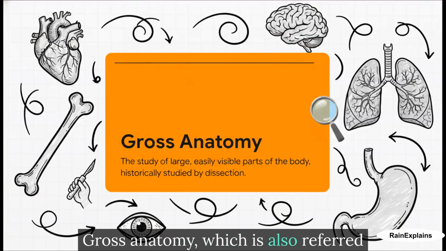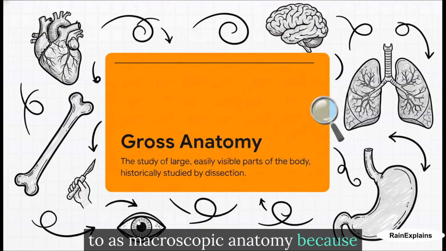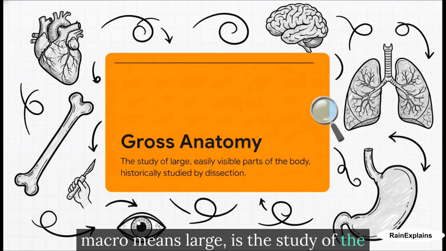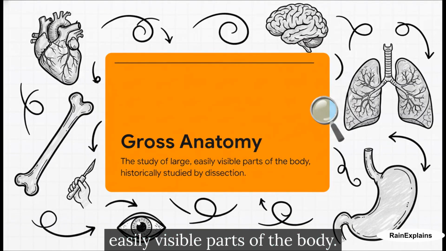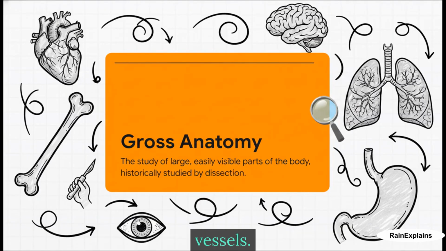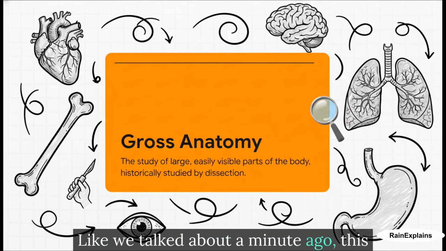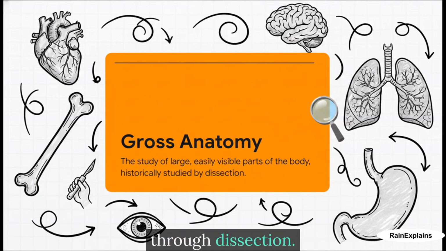Moving right along to Part 2, gross anatomy explained. Gross anatomy, which is also referred to as macroscopic anatomy because macro means large, is the study of the easily visible parts of the body. Think organs, bones, major blood vessels. Like we talked about a minute ago, this is the field historically mastered through dissection.